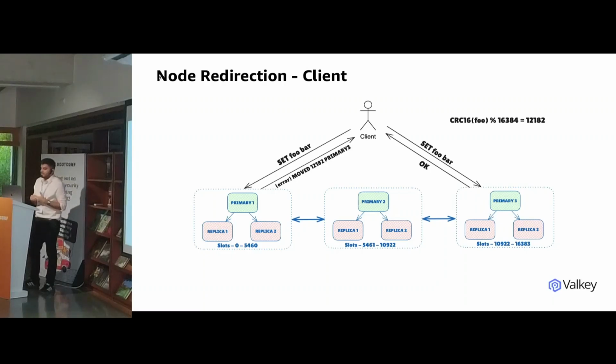And now what primary 1 would do, since it is already aware that it doesn't have the slot and is aware primary 3 has that slot, it would send a redirection, which is MOVED 12182 to primary 3. Basically, it's indicating to the client that you are on the wrong node for this particular key, go connect to primary 3. And the client will be smart enough to connect to the appropriate node and send the SET foo bar again, and the operation succeeds.